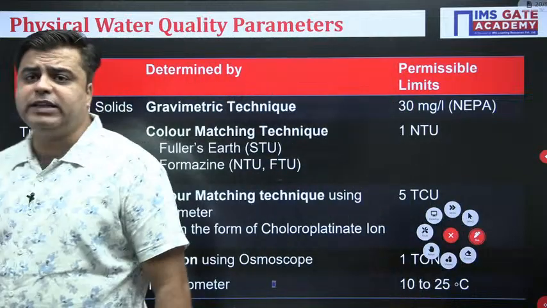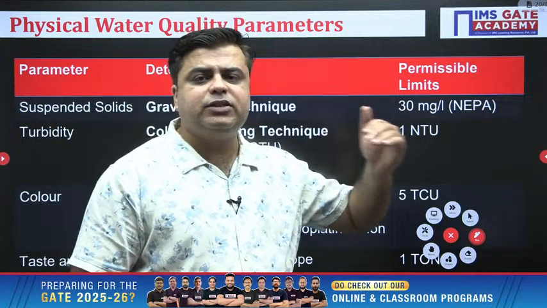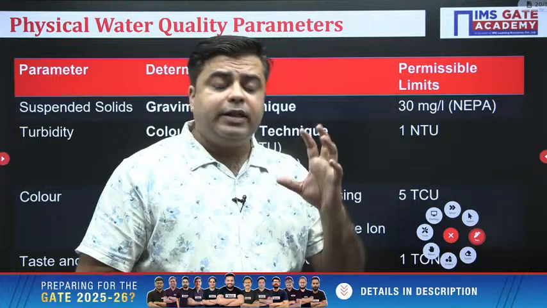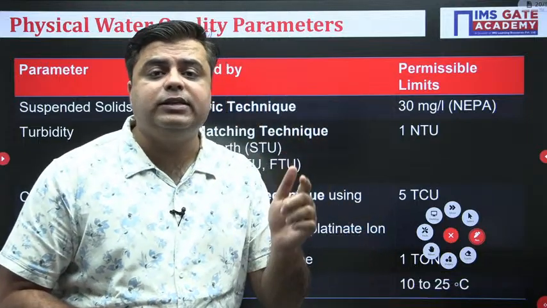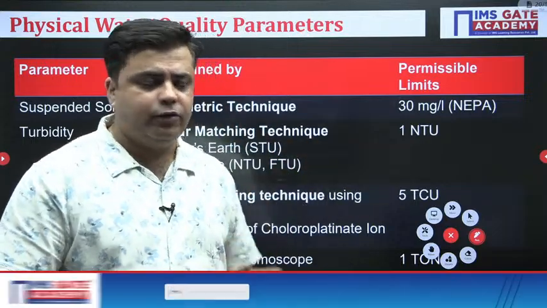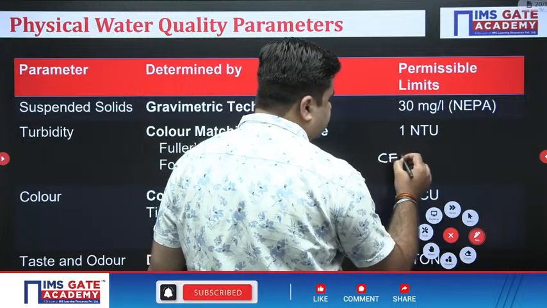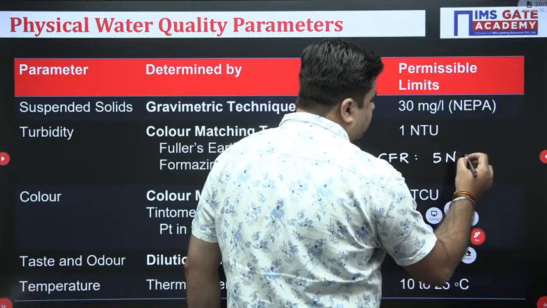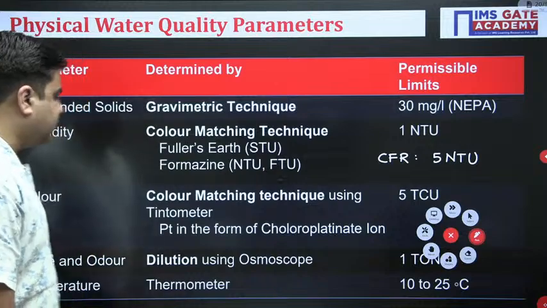And cause for rejection value. Now, sir, what is cause for rejection value? In an emergency situation where you cannot provide full treatment to the water, then water up to 5 NTU of turbidity can be consumed for a short duration. That is termed as cause for rejection value. So, cause for rejection value for turbidity is 5 NTU. Now next is color.